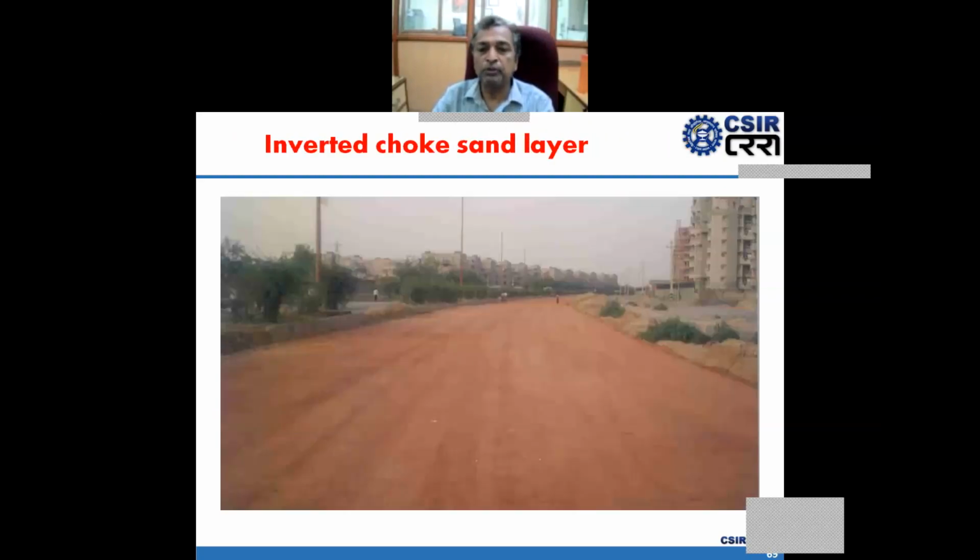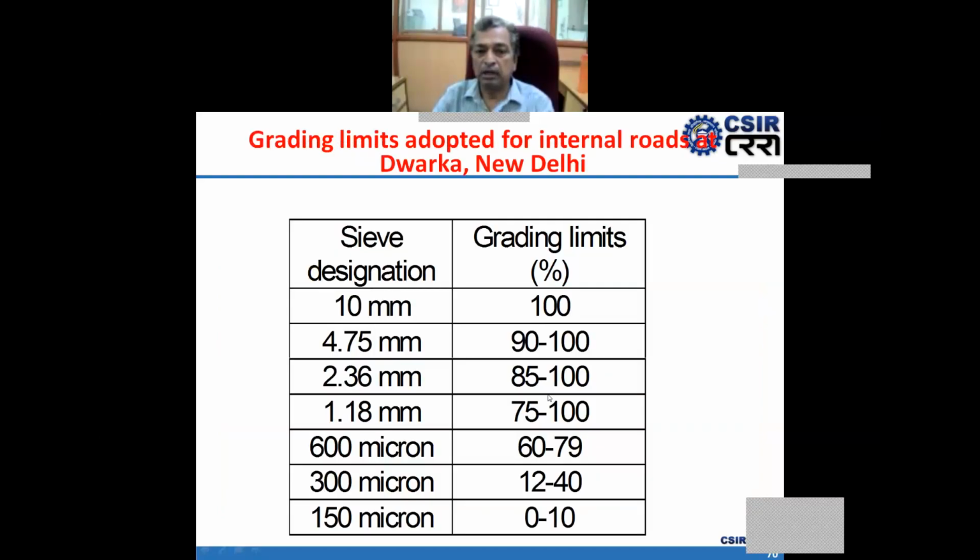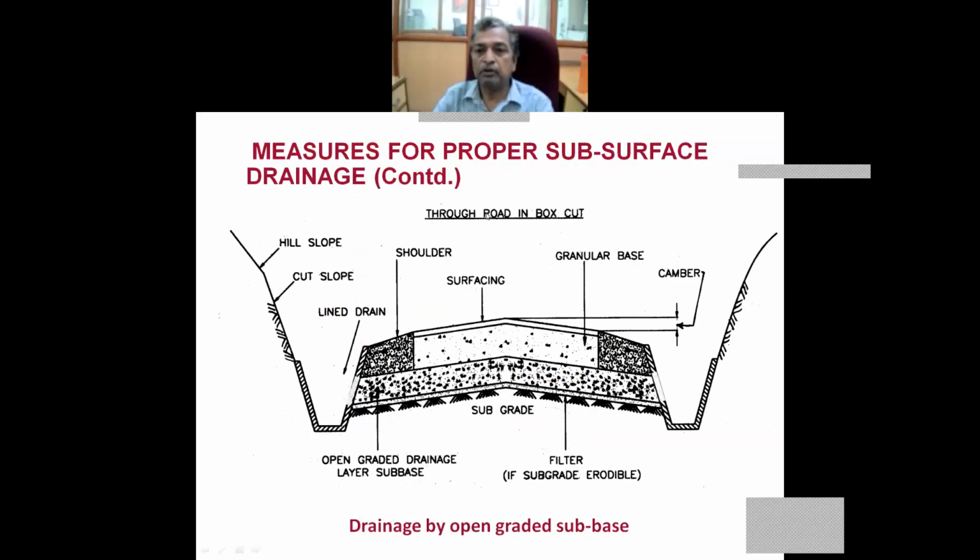This is one of the typical sand layers which was used in the construction of a road at Dwarka sub-city in Delhi. After laying the sand layer as a GSB layer, it should be flooded before compaction. So these are the gradations which were used in the construction of internal roads of Dwarka sub-city in New Delhi. So this is the proper subsurface drainage.